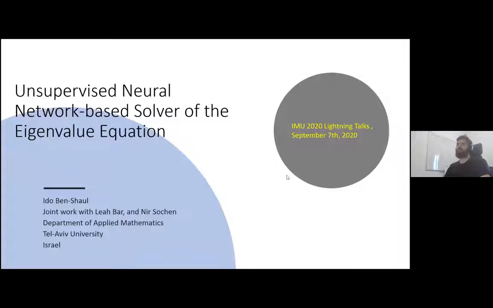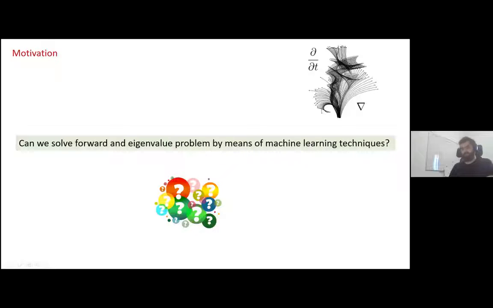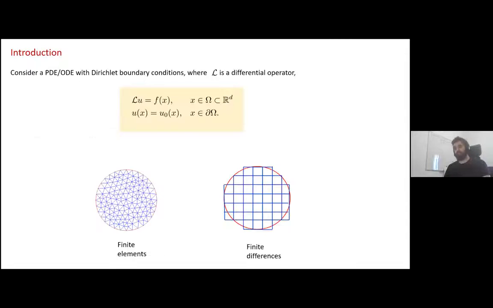So today, I'm going to talk about the research we did addressing the problem: can we solve the eigenvalue problem with machine learning techniques, and more specifically with neural networks? The eigenvalue problem is an important problem in many image analysis tools and other fields. So we want to look at classical methods of solving these types of problems.